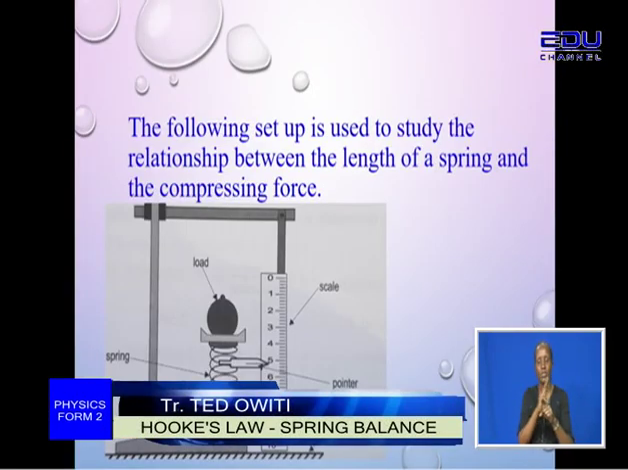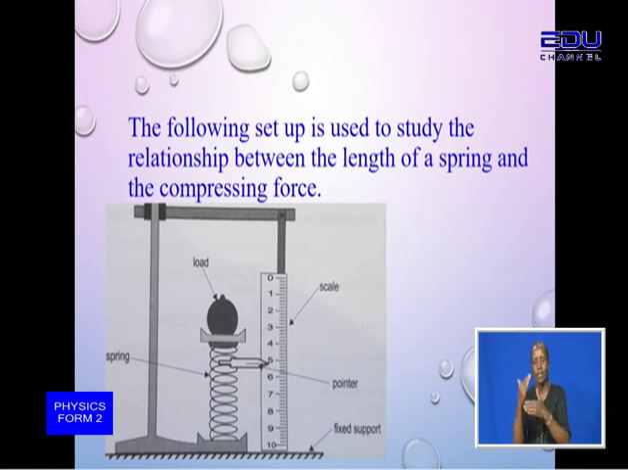And how do we do this? Well, we'll use the following apparatus. All right, so the following apparatus, or the following setup, is used to study the relationship between the length of a spring and the compressional force that is applied. Notice that we have a load. First of all, we have a spring. All right, it's labeled the spring, and then on top of the spring we have a load. All right, and on the spring is attached a pointer, and the pointer runs along a scale.